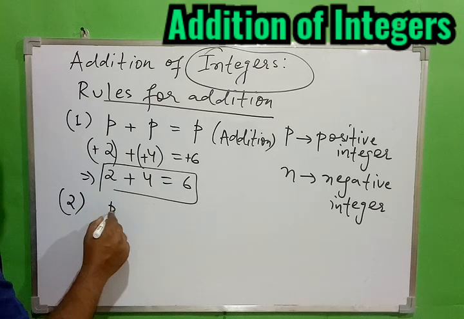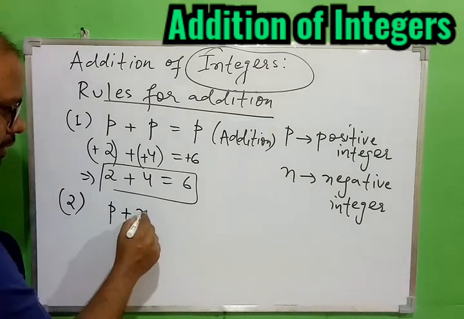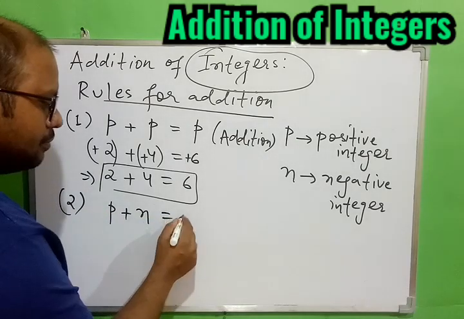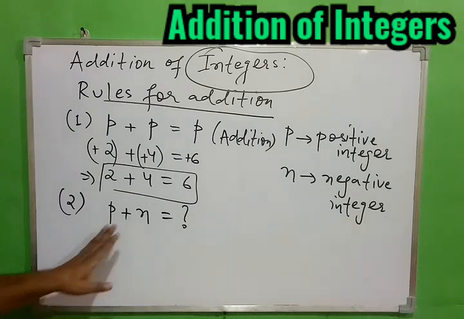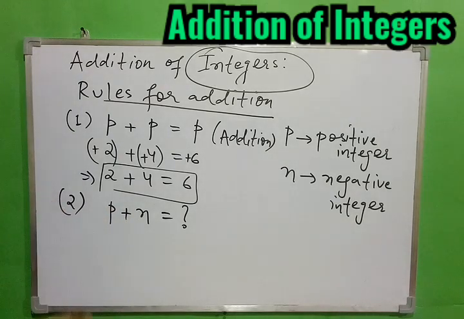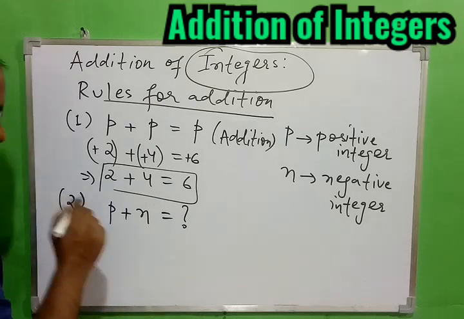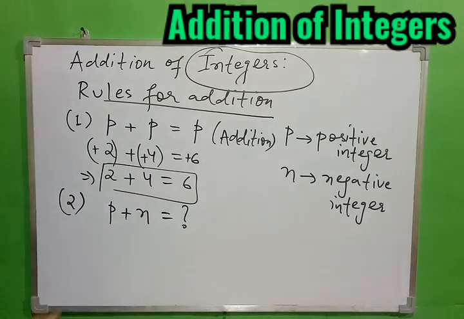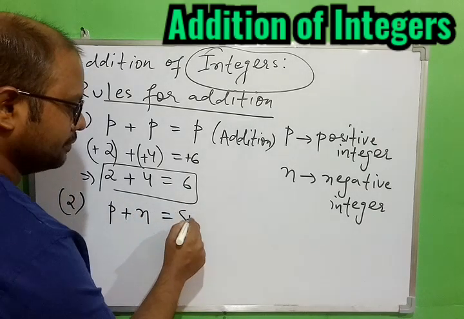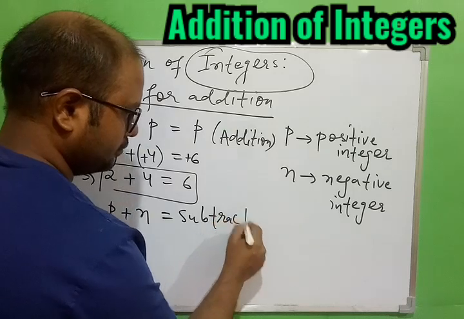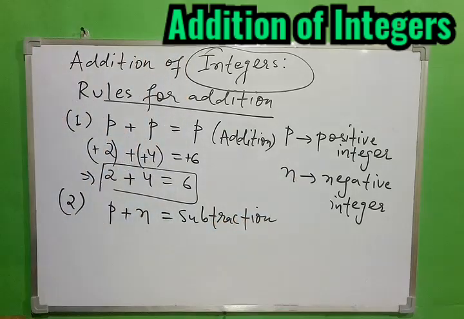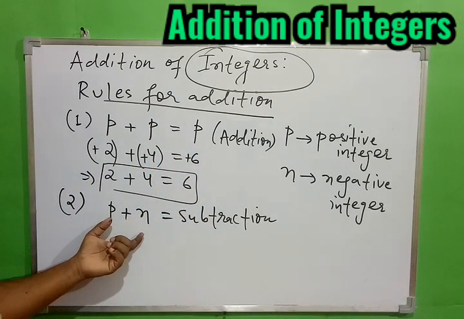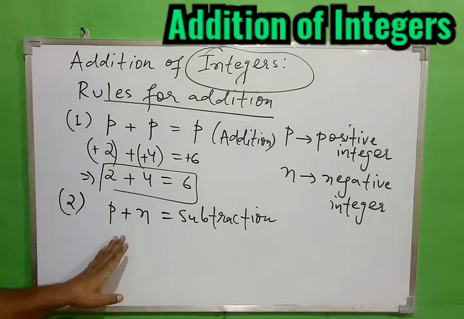We have positive plus negative. Now we have one positive number and one negative number, that is, a positive and a negative integer are to be added. Then what is to be done? In general, if we have positive and negative integers with a plus sign in between, you will go for subtraction. We are doing addition, but overall the answer will be the subtraction of both the numbers. This is the rule we have to understand.